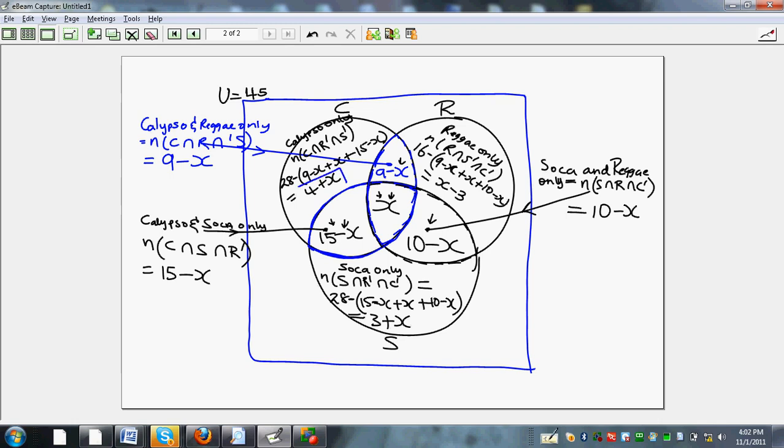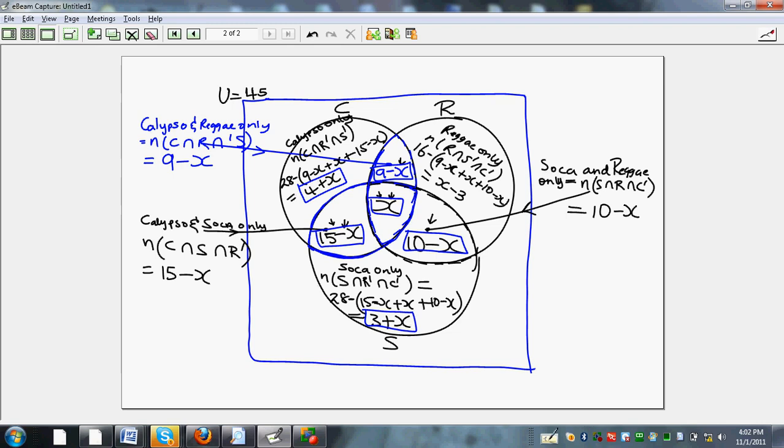One area would have 4 plus x. The other one would have 9 minus x. x is already given to us. 15 minus x is what we worked out here. 10 minus x for here. And 3 plus x for that location. So those are the critical ones, or the areas that we'll be looking for.